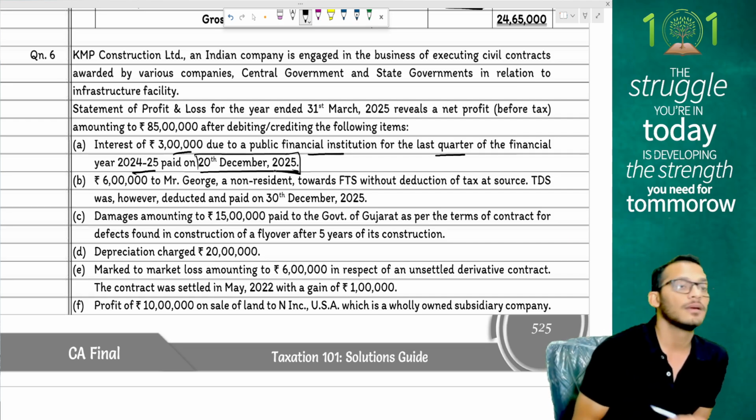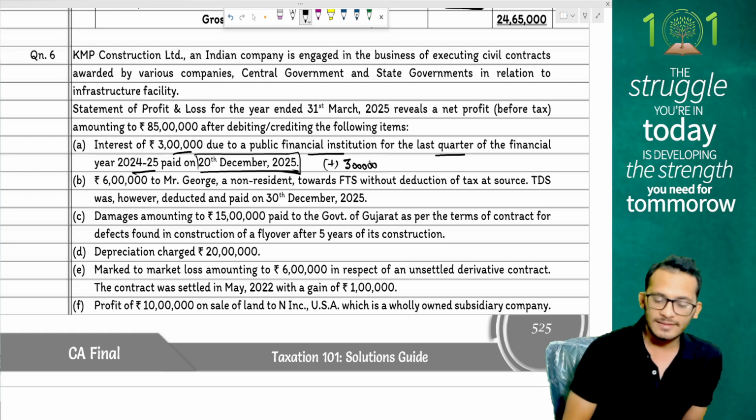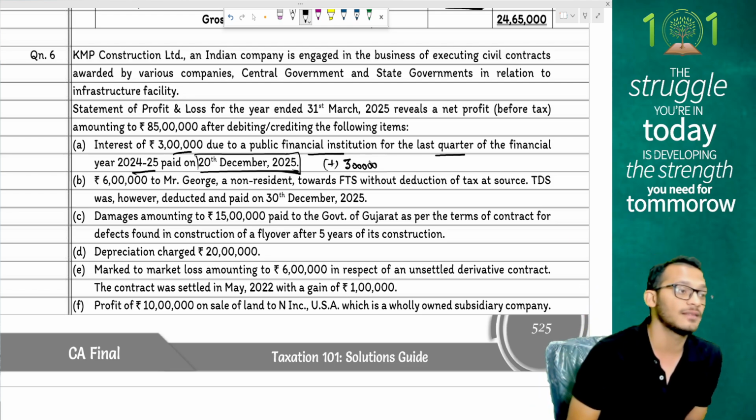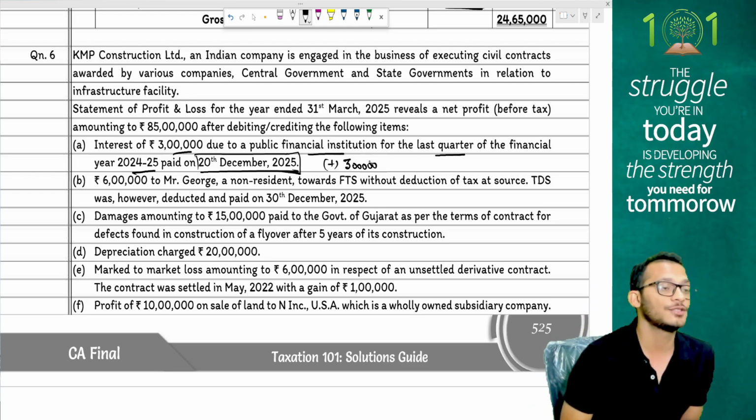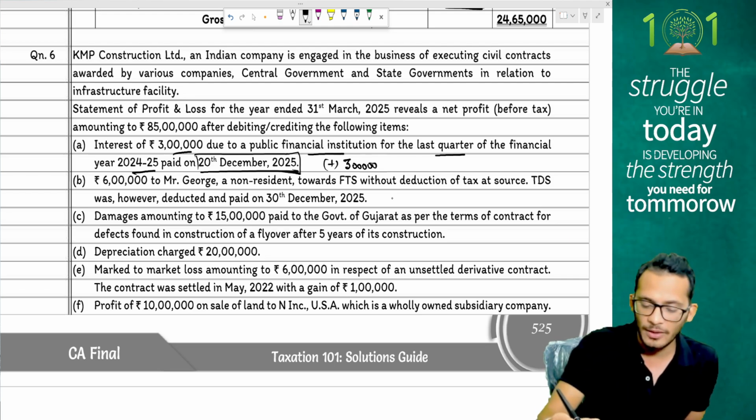Section to be... 6 lakhs is paid to Mr. George, a non-resident, towards FTS without deduction of TDS. TDS was, however, deducted and paid on 30th December 2025. Section 40(i) to be disallowed. Amount disallowance full 100%.